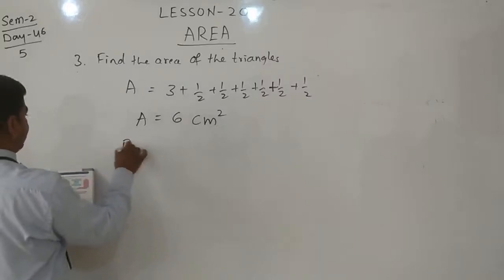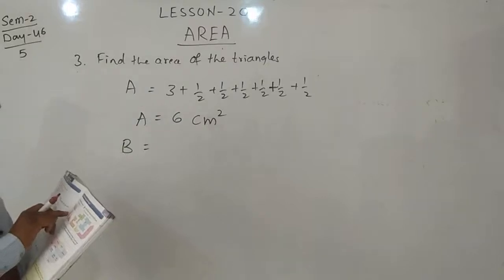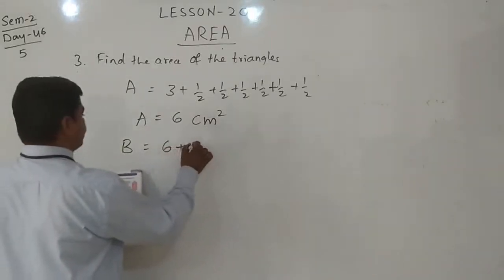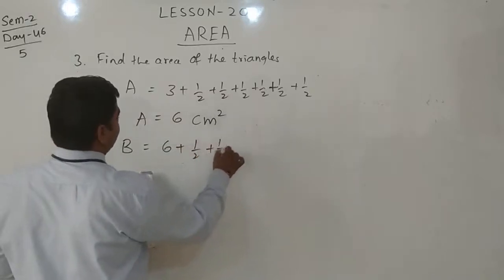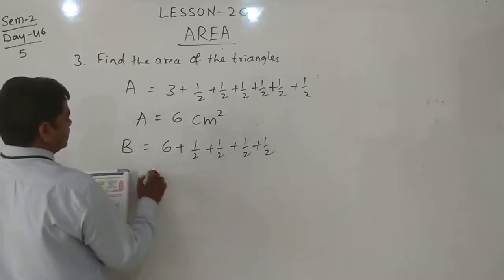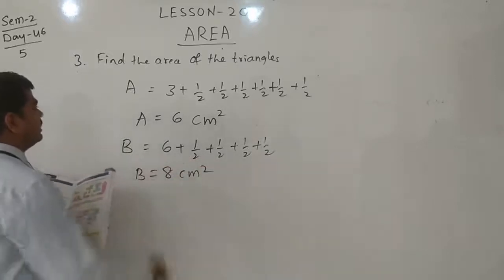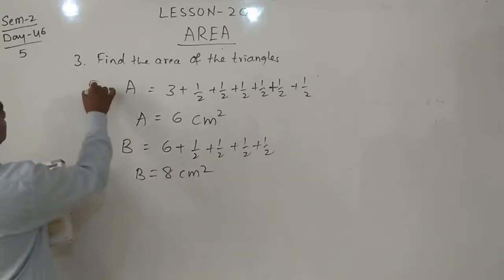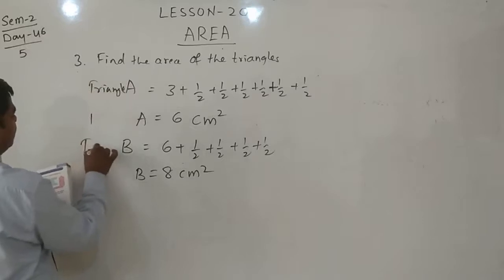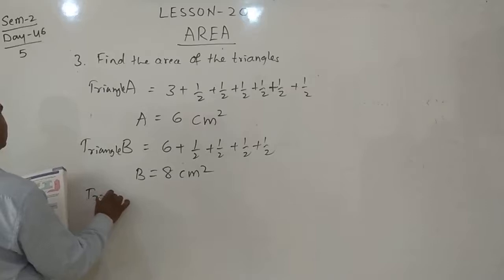Then triangle B. Triangle B is 1, 2, 3, 4, 5, 6. Counted. 6 full are there. Then 4 halves are there. 4 halves, then we can write it is 2, so 6 plus 2, 8 centimeters square. Area of triangle B. And one more triangle we have, that is triangle C.